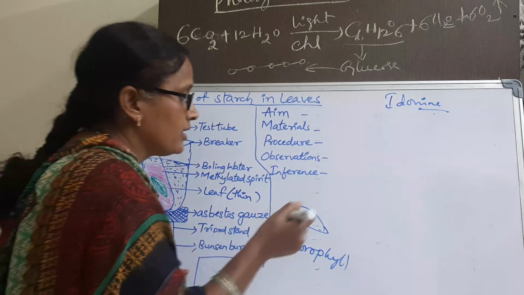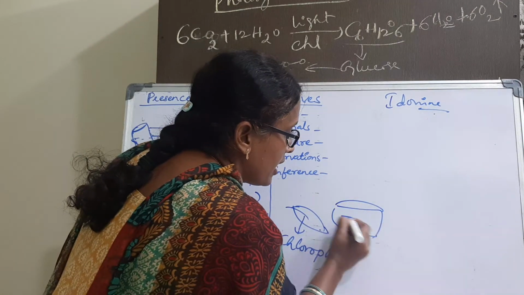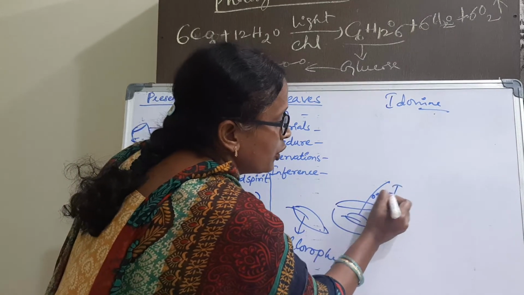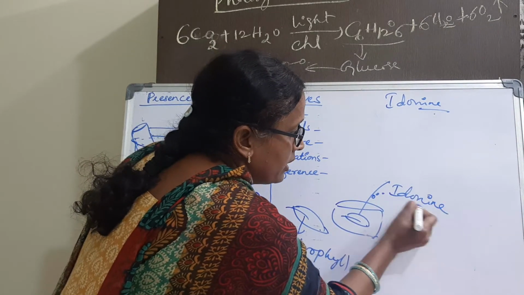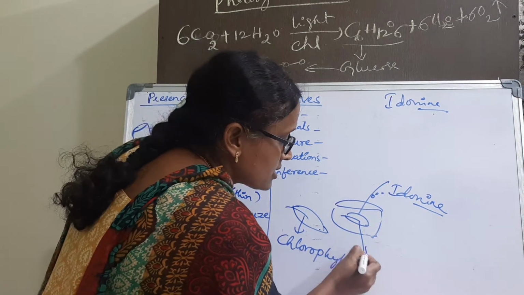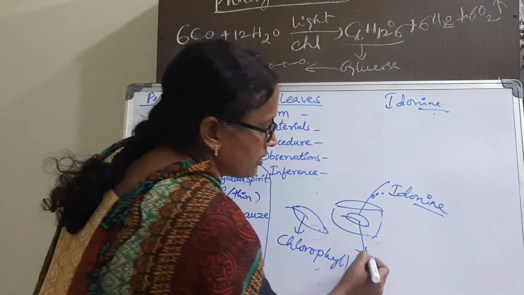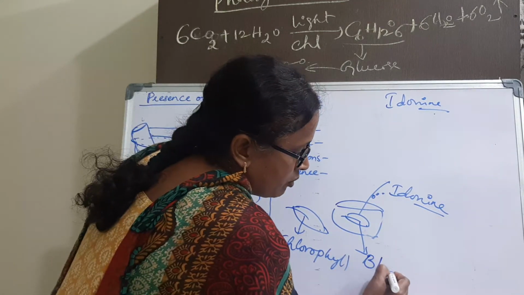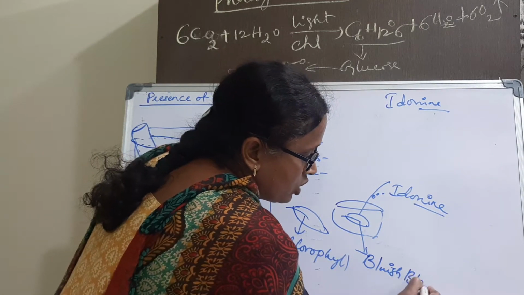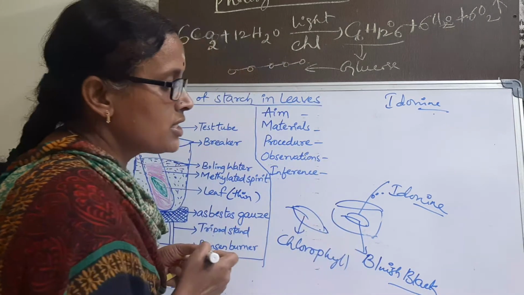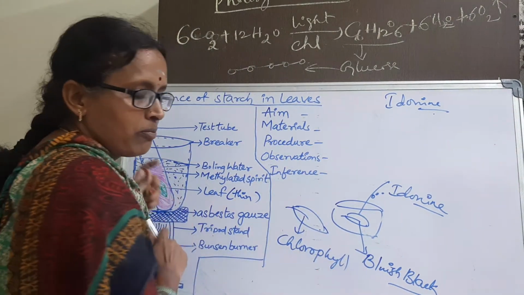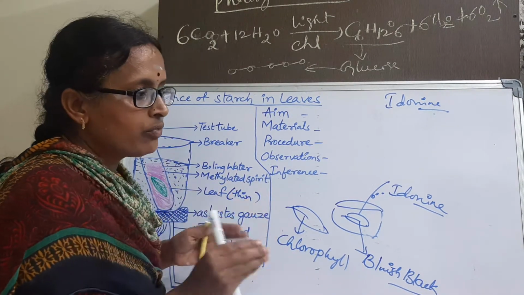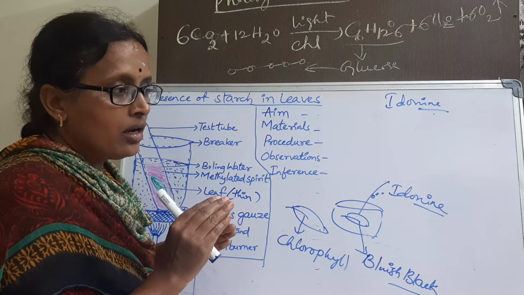So we will take that leaf into the petri dish and place it, and we add a few drops of iodine. By adding the iodine, the pale, white color turns into dark bluish black. If starch is present, then only it turns bluish black. Otherwise it won't respond.